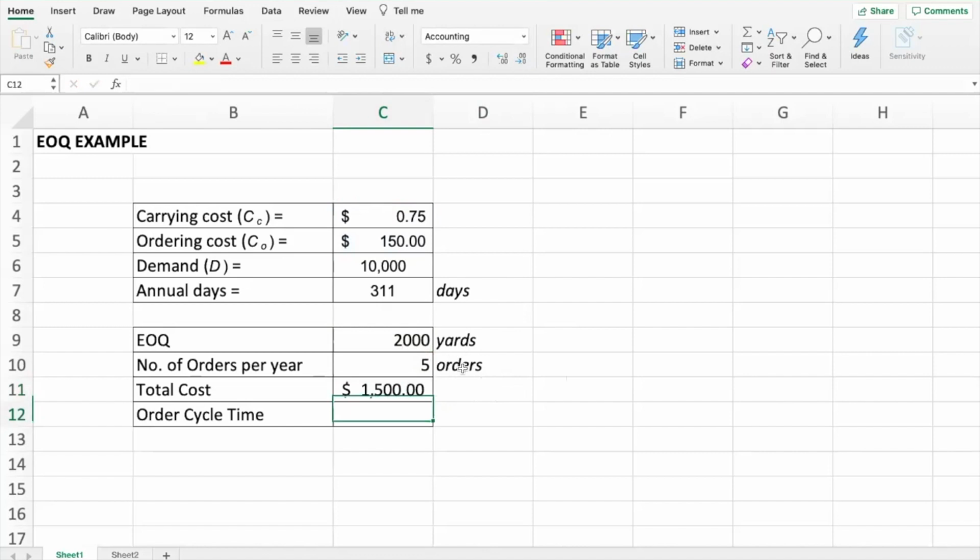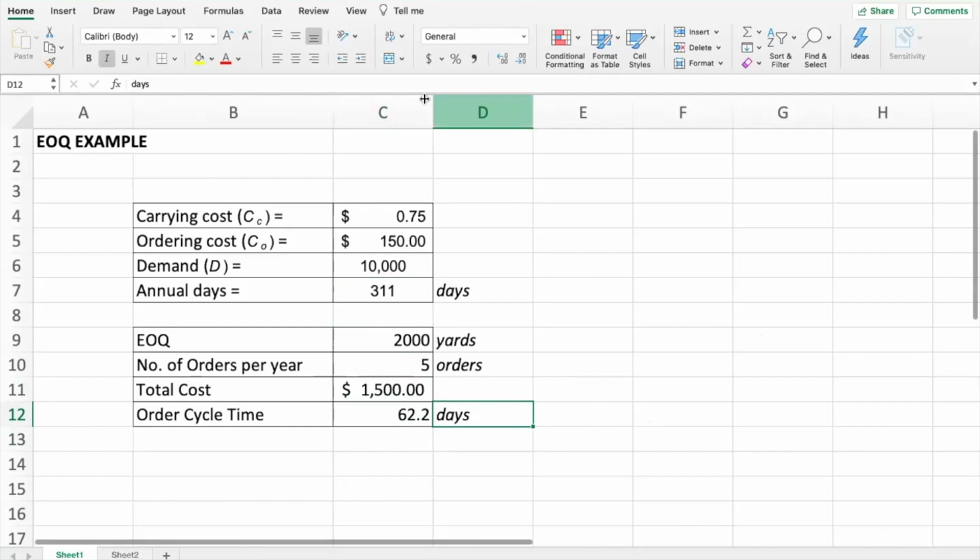And then the order cycle time is computed as the annual days, C7, divided by how many orders you will make during the year, or 5. So that would be 62.2 days. So you will order every 62.2 days. So that's how you do EOQ using MS Excel.